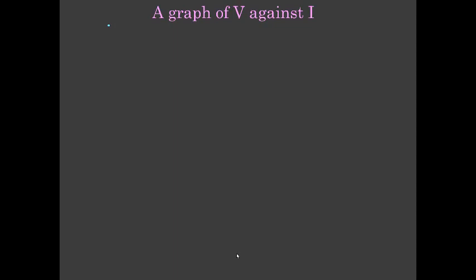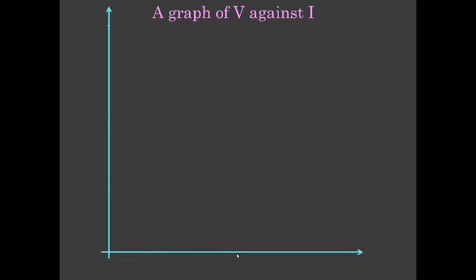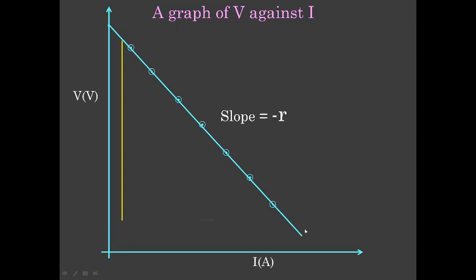Now look at this. Let's have a graph of V against I, with two axes. On the vertical we are putting V in volts, the voltmeter reading. On the horizontal we are putting the ammeter reading in amperes. And so we plot a dot and a circle for the different values. Draw the line of best fit through them and also get the slope here. We all know how to obtain the slope.